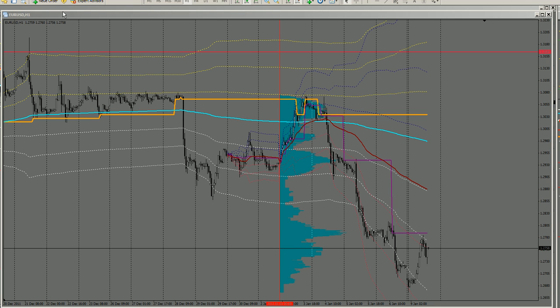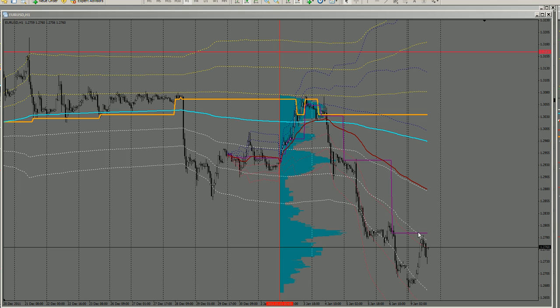So here we have the euro dollar chart. Obviously we are in a downtrend right now. We made a low here in the early trading of the Asia session, and from there we retraced. I was looking for a short, but actually we didn't get any signs of weakness here during the European trading session, so there was no trade for me.